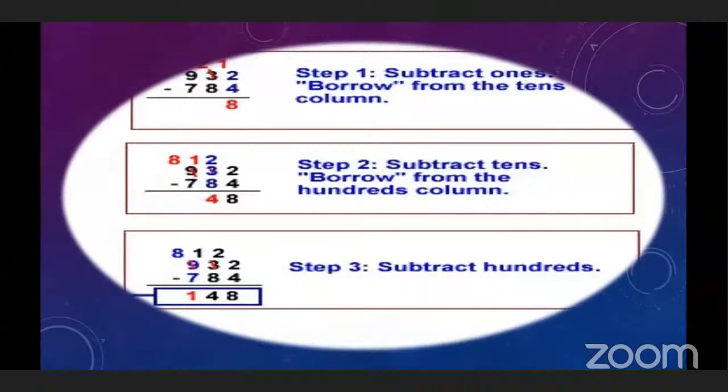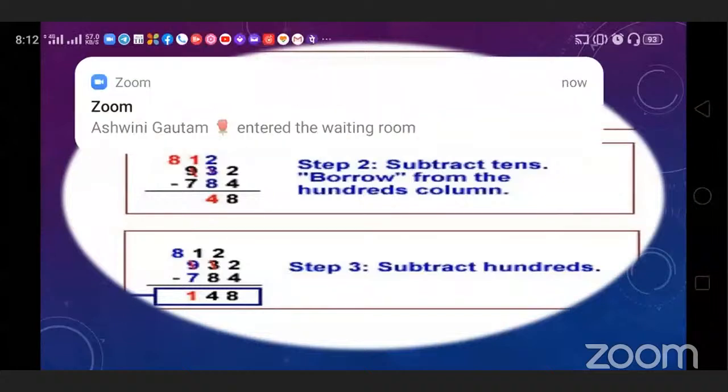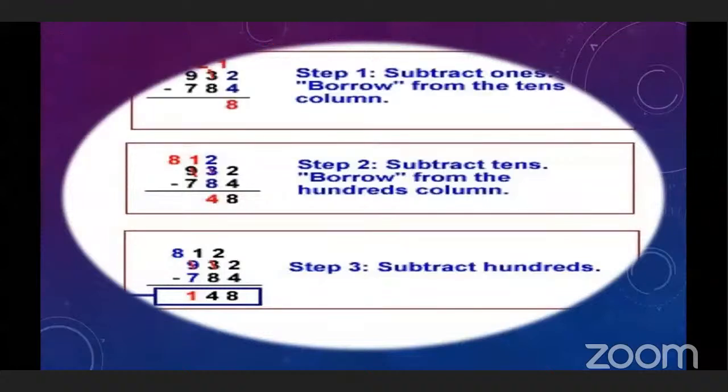But which are the steps of solving this kind of subtraction? Because in the previous session you had this kind of subtraction and you solved so many sums. So let's just recap the things. Here you can see 932 minus 784. These two numbers mean here we are going to subtract 784 from 932.